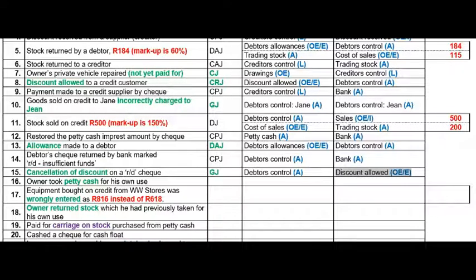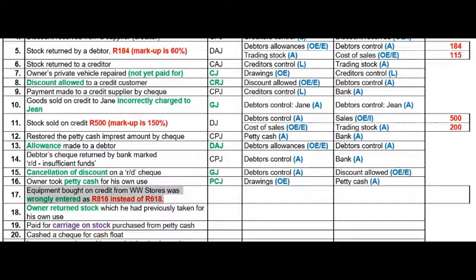We're not allowing that discount anymore. Then the owner took petty cash for his own use. The reason why I highlighted petty cash is because it indicates that it will take place in the petty cash journal. It's still drawings. And what did he take? He didn't take money from the bank. He took petty cash. So we credit petty cash.